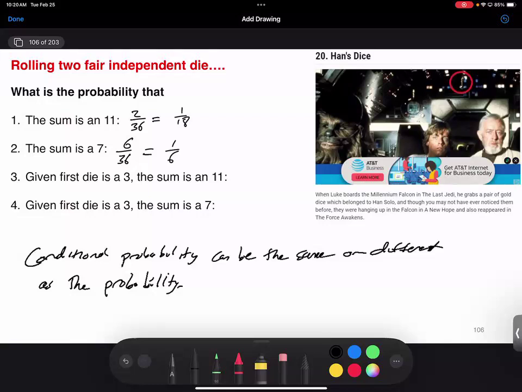Yeah, that's not going to happen with a standard die. That probability is going to be 0. What about the first die is a 3 and the sum is a 7? What's the probability now? It's 1/6.